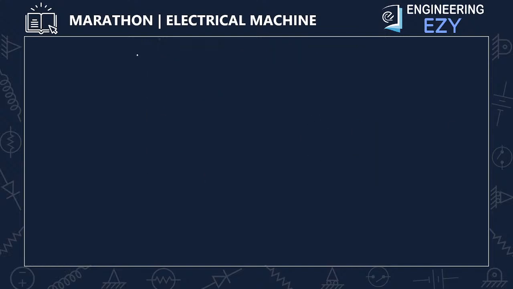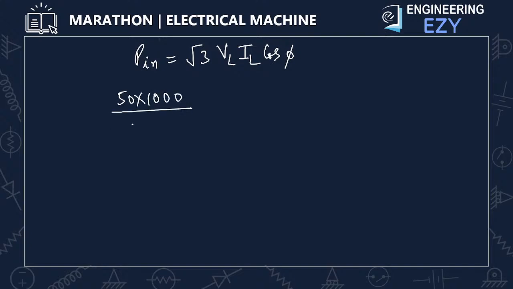Now we can use the input power as root 3 VL IL cos phi. And since power is in kilowatt, we must convert it into watt. So 50 into 1000 divided by 0.92 is equal to root 3, line voltage is 400 volt, IL we have to calculate.